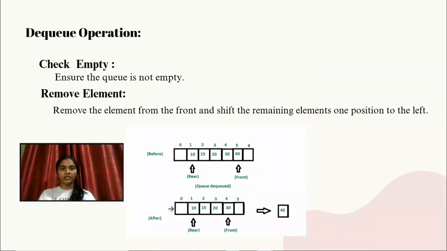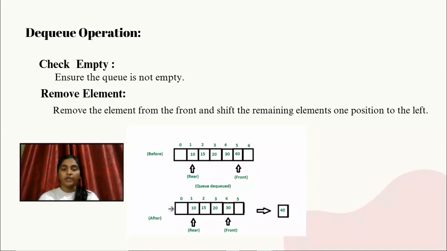What is DQ? A DQ is a linear data structure that allows insertion and deletion of elements from both ends. There are two types: input restricted DQ and output restricted DQ. Input restricted DQ: insertion is allowed only at one end while deletion is allowed at both ends. Output restricted DQ: deletion is allowed at one end while insertion is allowed at both ends.